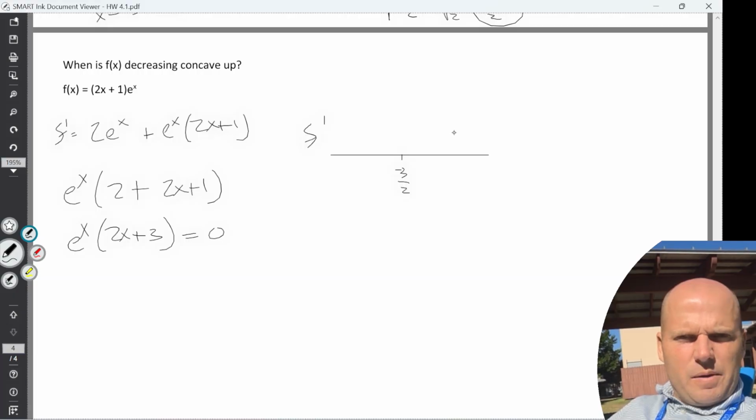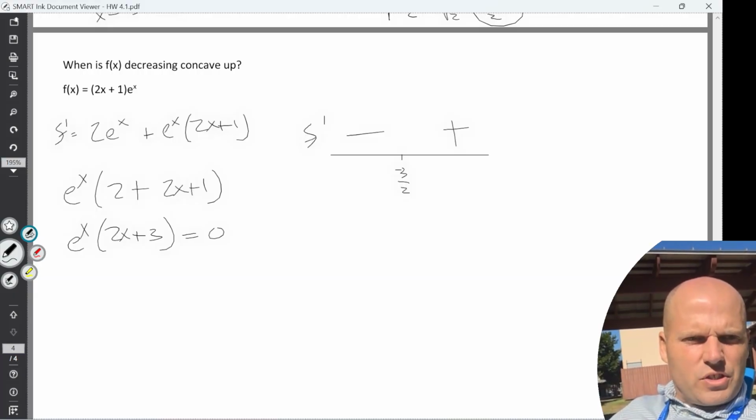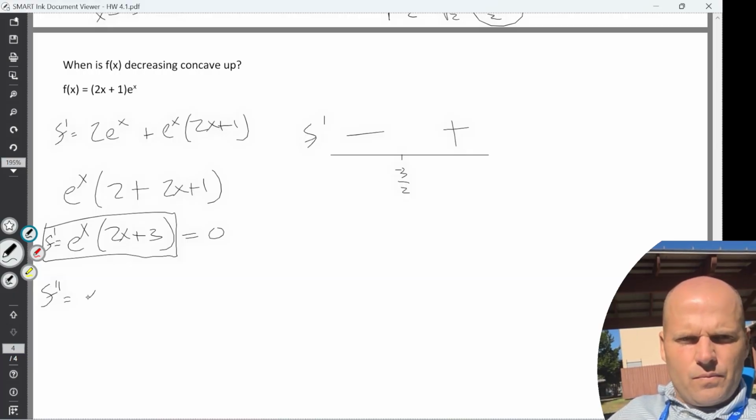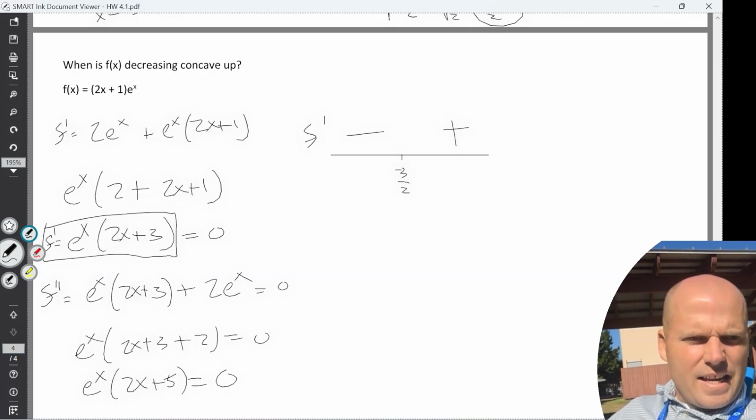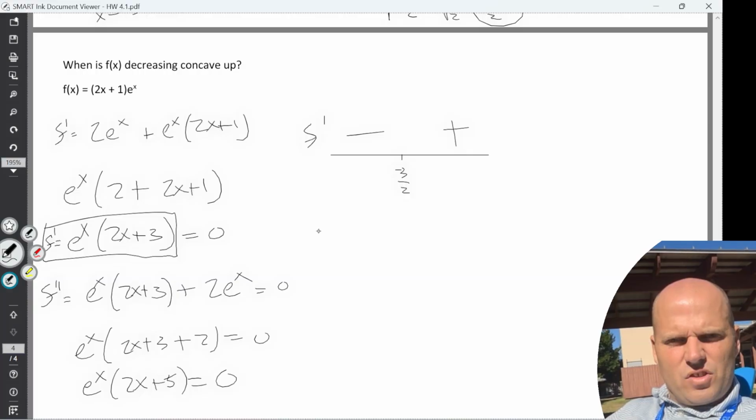If I plug in 0, I'll get positives because this is always positive. If I plug in -2, I'll get negatives. Cool. Now, I am going to say that that is my derivative, and I will go ahead and take the derivative of that using the product rule. Slopes of the first times the second, plus the slopes of the second times the first, and I will factor out e to the x, and I will realize that things change for the second derivative. I can set that equal to 0 to get -5/2.